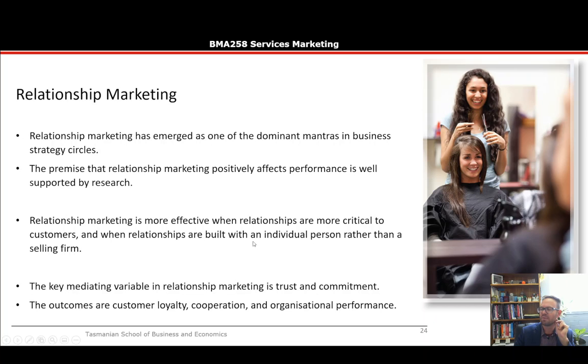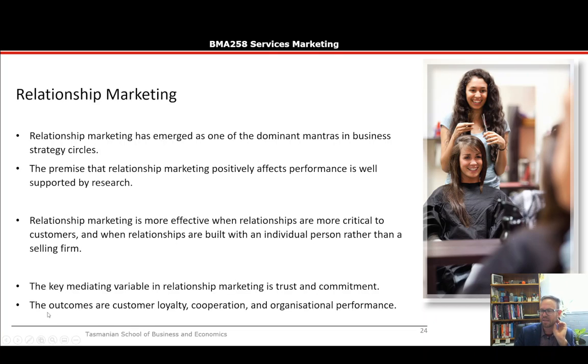Relationship marketing is more effective when relationships are more critical to customers, and where relationships are built on individual persons rather than selling firms. We talk about business-to-business relationships and business-to-consumer relationships, and then indeed interpersonal, where your selling staff or your marketing staff form direct relationships with your customers.